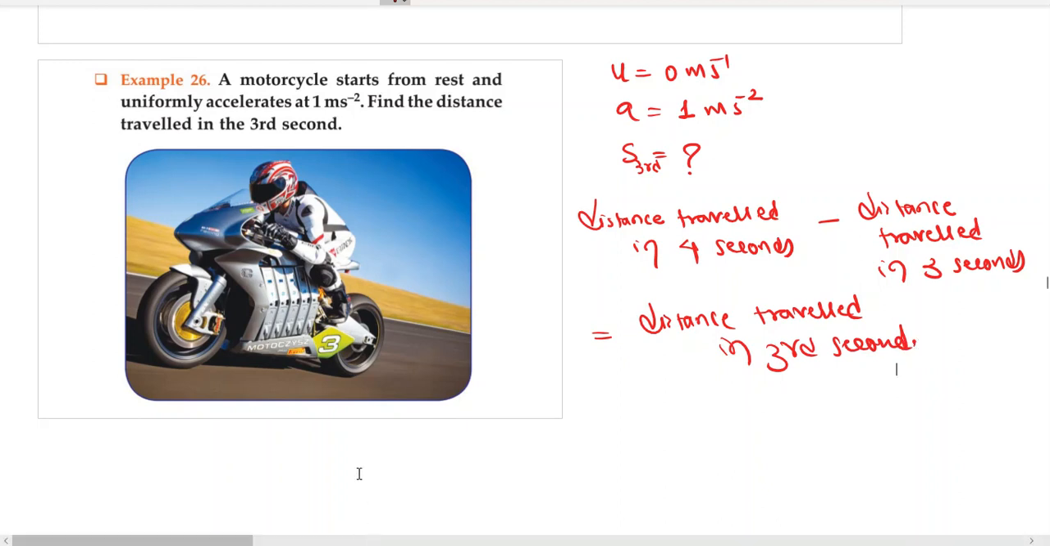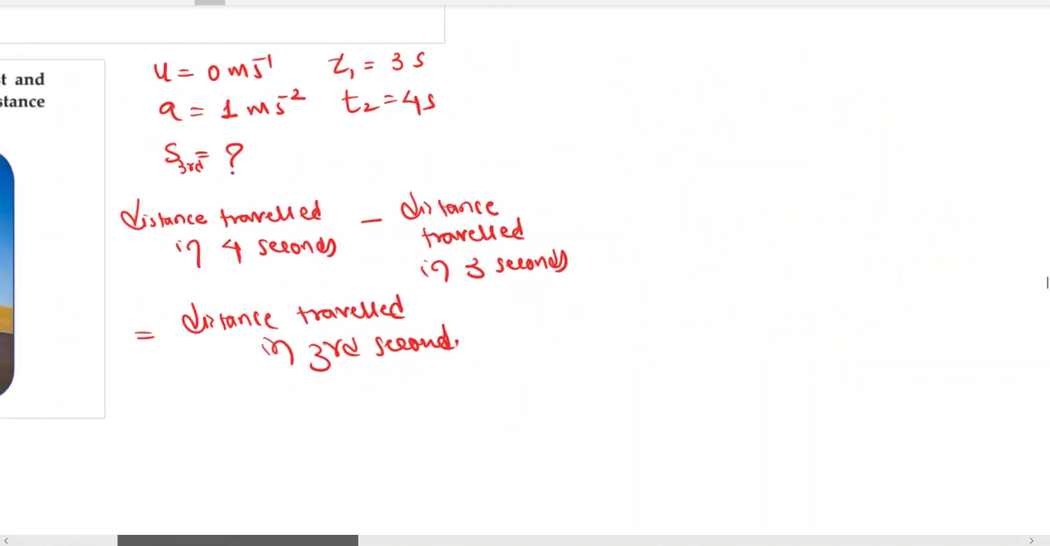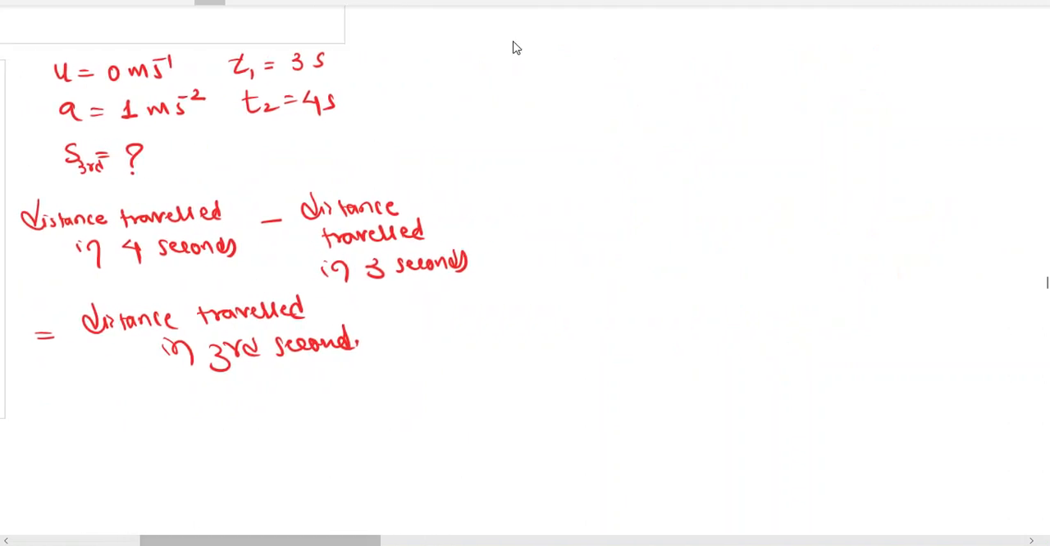Correct? So we know the initial velocity 0 meter per second, acceleration is 1 meter per second square, and we know two times. Time 1 is 3 seconds and time 2 is 4 seconds. So we know time, initial velocity, and acceleration. Can we find the displacement? Yes, we can. I'll show you how. So case 1.